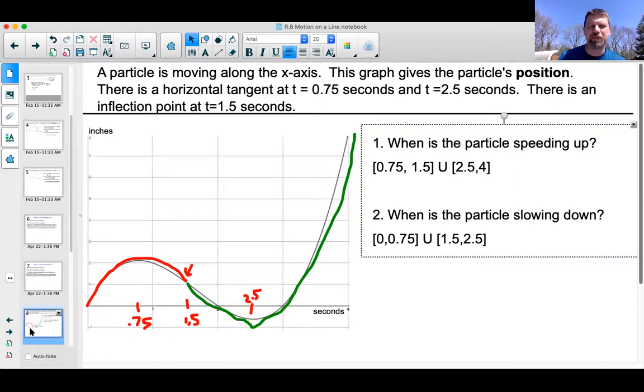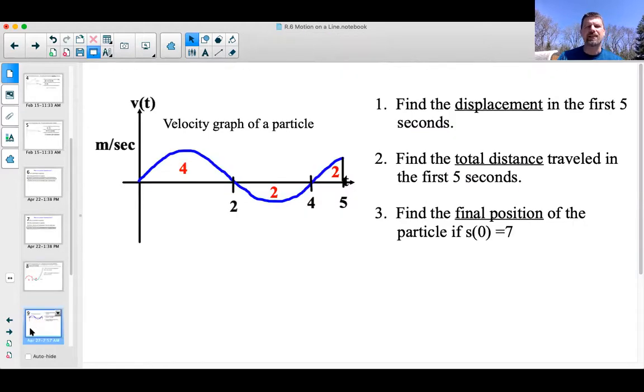All right, let's wrap this thing up. Last types of things with motion on a line, we'll talk about displacement or total distance traveled. I've got a quick picture here. We'll kind of remember it. Displacement is another fancy word for net change, right? So if this is velocity, I know the integral of velocity will tell me net change, or integrals always give net change. So that'd be the integral of velocity would be my net change in position.